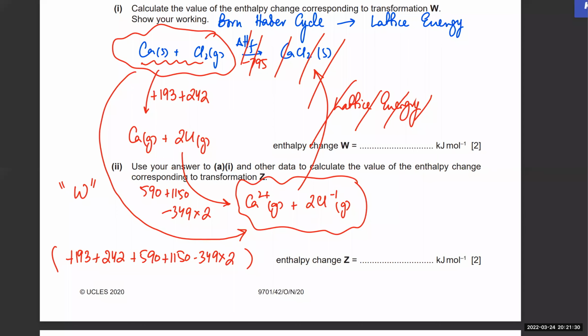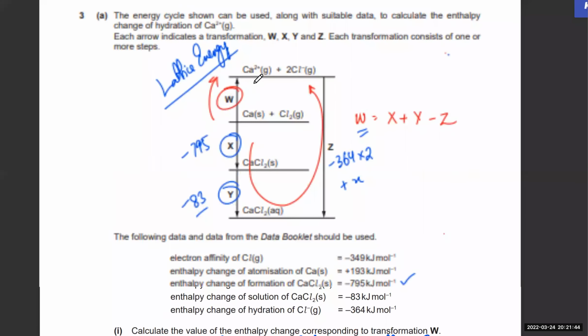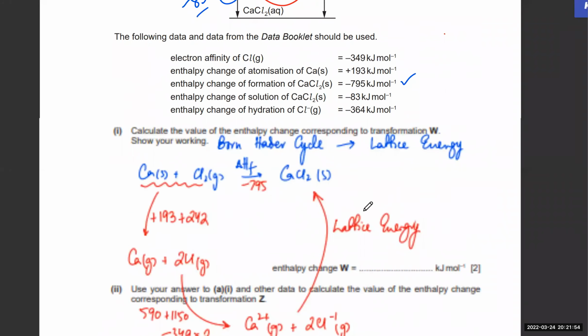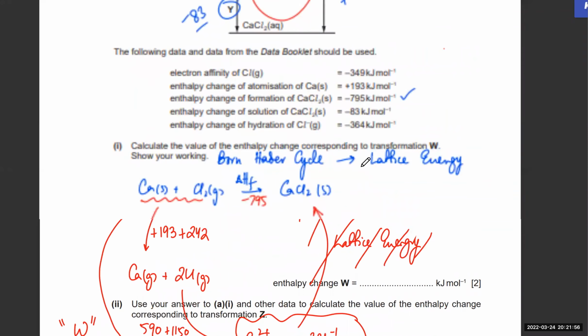Clear, Ibrahim? Is this clear? And did anyone calculate this? What do you get for this? 1477. Okay, so we found W. We got 1477. And now we can find this X. Okay, I think in the next step he's asking for the enthalpy change Z.